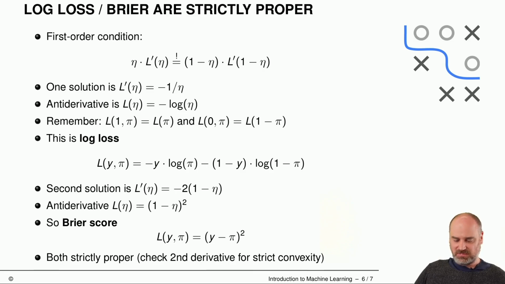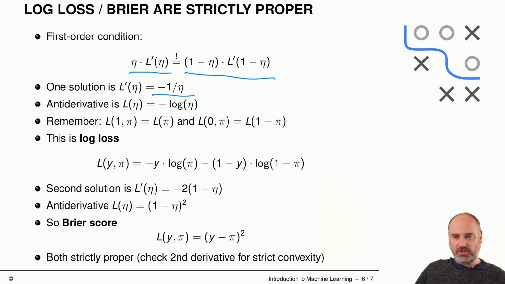So hopefully you can very easily see and check that if you set L prime to -1 divided by eta, well, that is obviously a solution, right? Because this here becomes -1 and this here becomes -1 as well. So both sides are the same. This is exactly what we want.